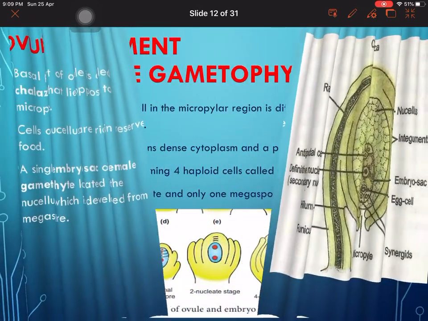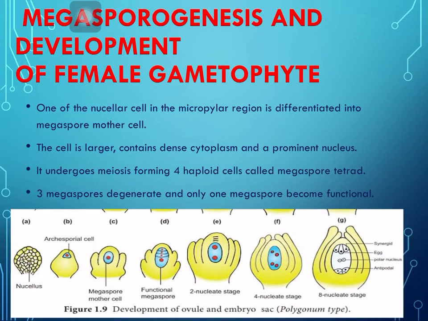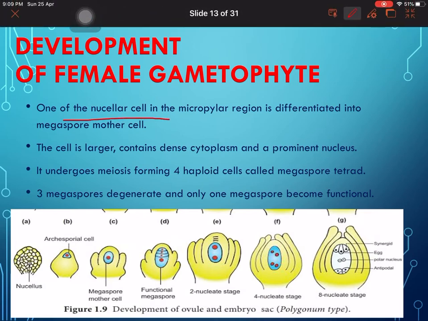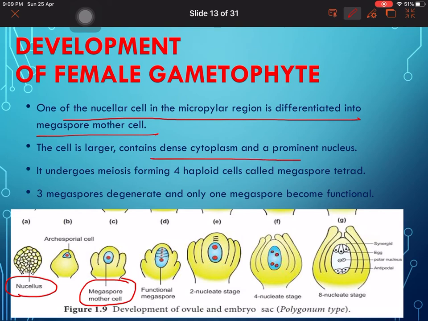Next is the development of the female gametophyte, or you can say megasporogenesis. So remember this: the development of the female gametophyte is known as megasporogenesis, and that of the male is microsporogenesis. You can see one of the nucellus cells in the micropylar region differentiates into the megaspore mother cell. This is the nucellus region, and it is developing into the megaspore mother cell. The cell is larger, containing dense cytoplasm and a prominent nucleus. It undergoes meiosis, and haploid cells are formed. You can see 4 megaspores, and out of these 4, 3 will degenerate, and only 1 megaspore becomes functional.